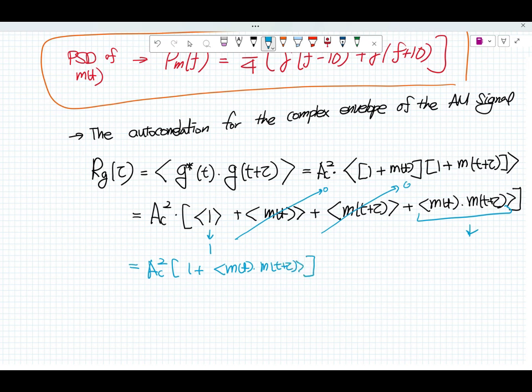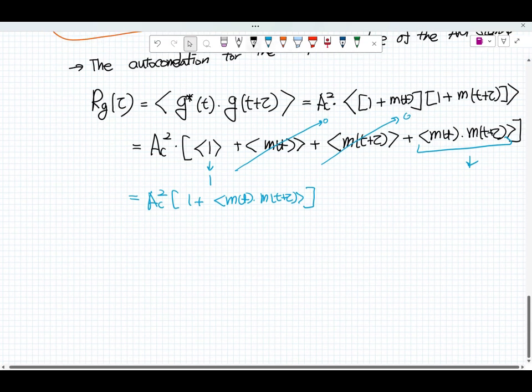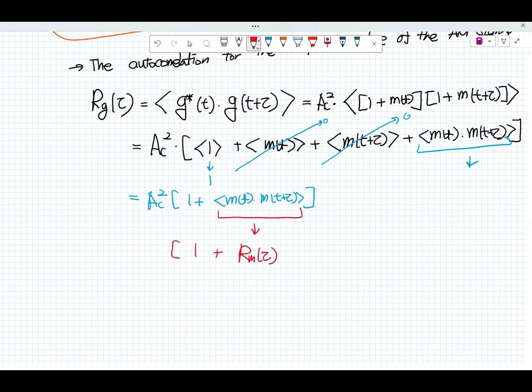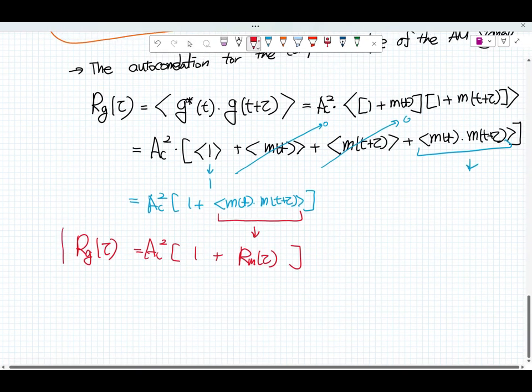So that is R sub m of tau plus 1, times A sub c squared. That is finally R sub g of tau. That is also what we need for the future.